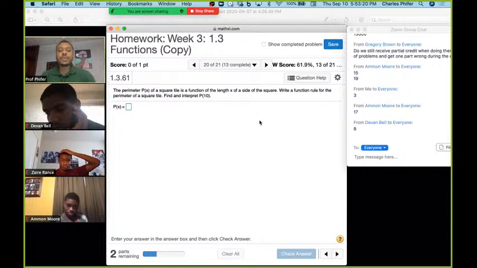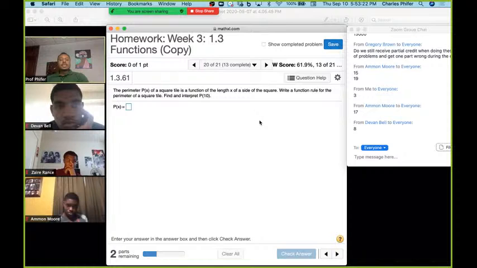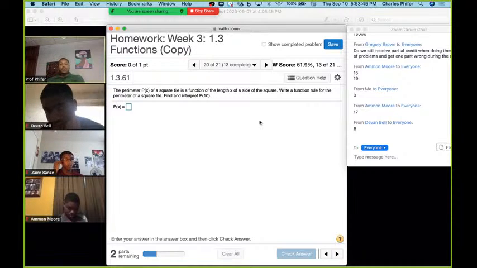Okay, take a moment to see if you can do this one. It says the perimeter of a square tile is a function of the length x of a side of a square. Write a function rule for the perimeter of the square and then find and interpret p of 10. So can anybody either give me the final answer or the function here?